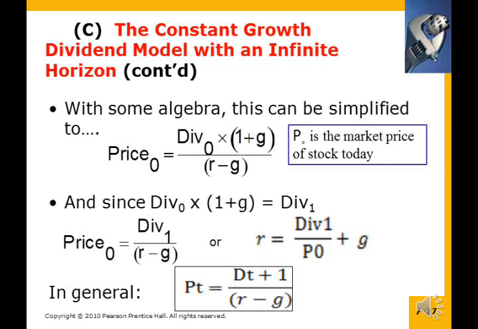Okay? Right. We can put in the numerator dividend 1 instead of dividend naught 1 plus g, عشان احنا قلنا ان dividend 1 equals dividend naught 1 plus g. So we can rewrite this rule as follows: P naught equals dividend 1 over R minus g.